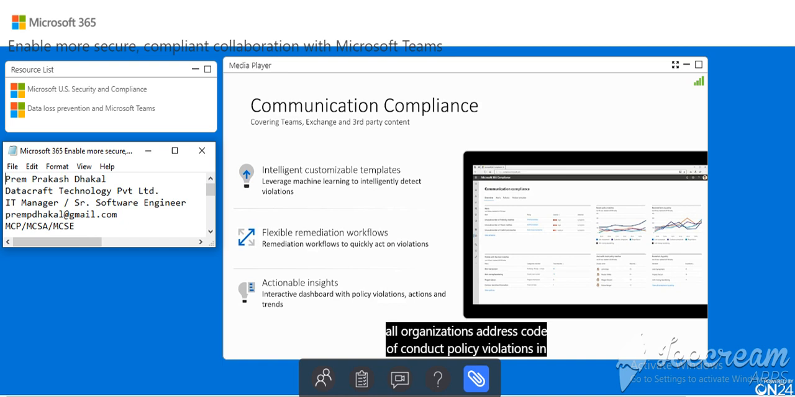Organizations address code of conduct policy violations in company communications, while also helping organizations in regulated industries meet specific supervisory compliance requirements. Communication compliance supports a number of company communication channels, including Exchange email, Teams, Skype for Business Online, Twitter, Facebook, Bloomberg Instant Messages, and a whole lot of third-party services. To provide granularity in identifying specific words and phrases, we have out-of-the-box machine learning models to identify threats, harassment, and profanities across company communication channels.